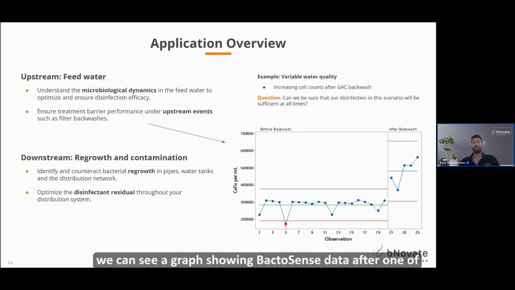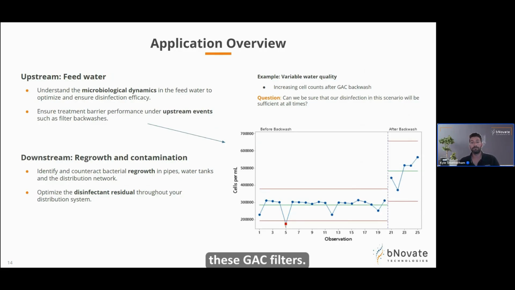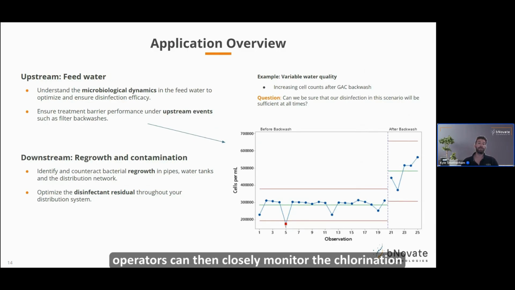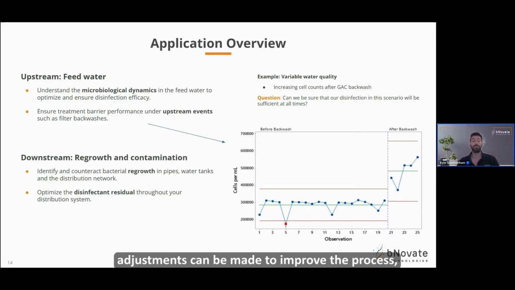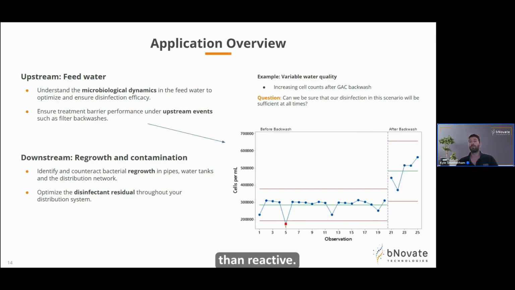On the right, we can see a graph showing BactoSense data after one of these GAC filters. You can see there's a clear increase in cells per milliliter following a GAC backwash. With this information, operators can then closely monitor the chlorination step after such events and check whether they have a significant impact on the disinfection performance. And then if needed, adjustments can be made to improve the process, eventually shifting to a more predictive approach rather than reactive.